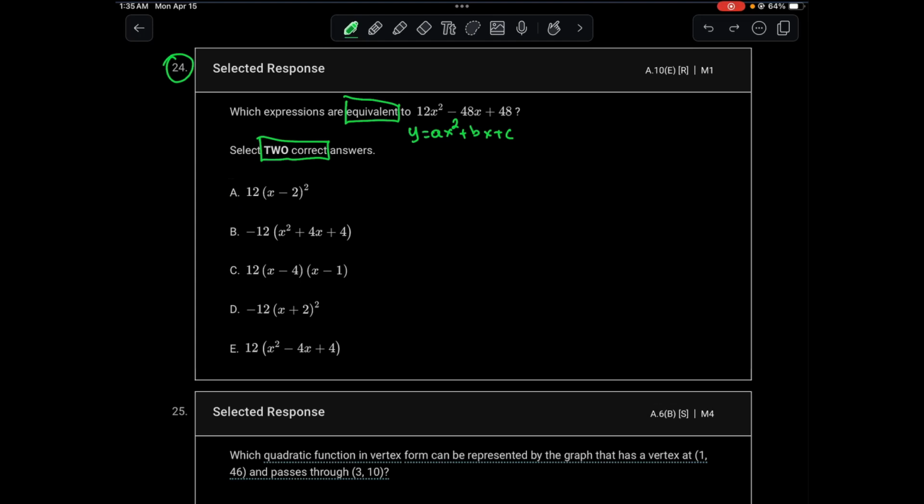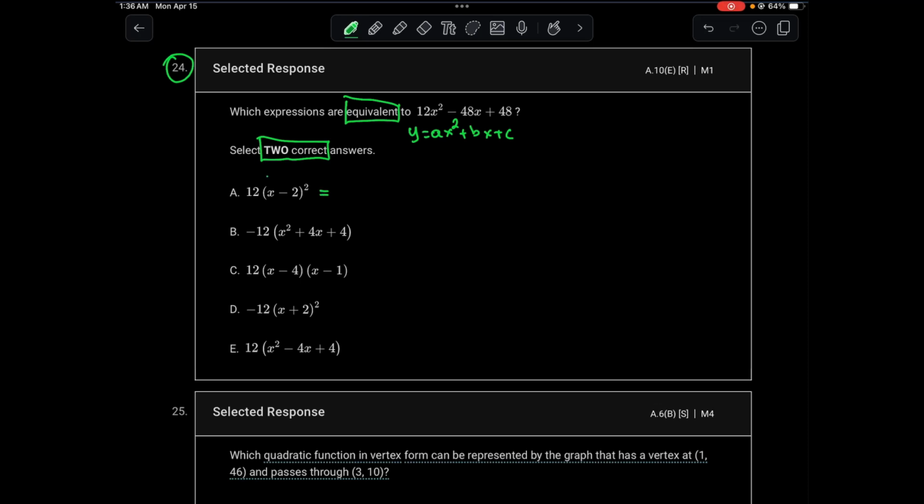Alright, how could I have done this without a calculator? I would have to take each option and do PEMDAS basically. So all the parentheses are gone, and then they will look like their corresponding standard form, and if the corresponding standard form is the same as the given one, that would be it. We have done those, of course.